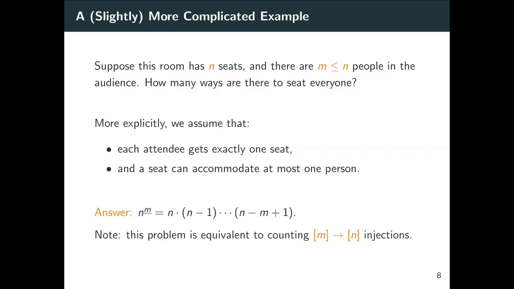Now, to count this, we could think as follows. The first person who comes in gets to choose one out of n seats. The second person gets to choose one out of n minus one seats. And that's the case for all m attendees, which gives us this polynomial function. And this counting problem is equivalent to counting injective functions from a set with m elements to a set with n elements.